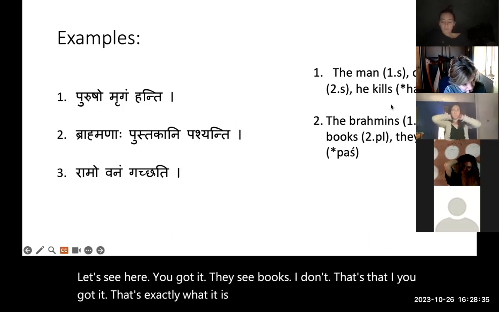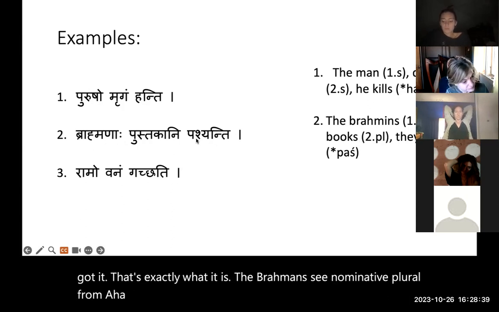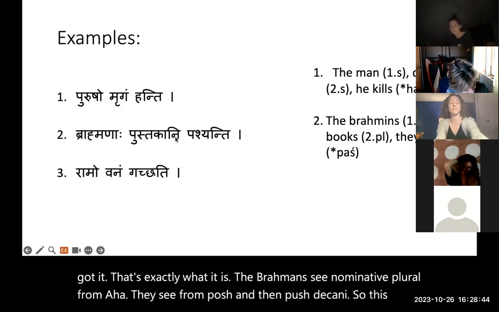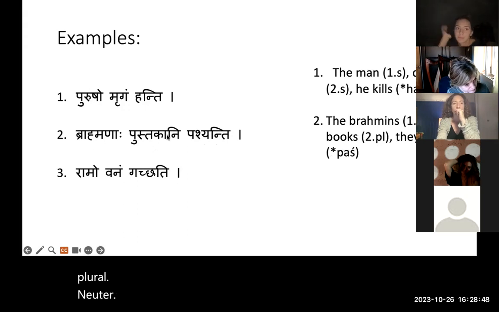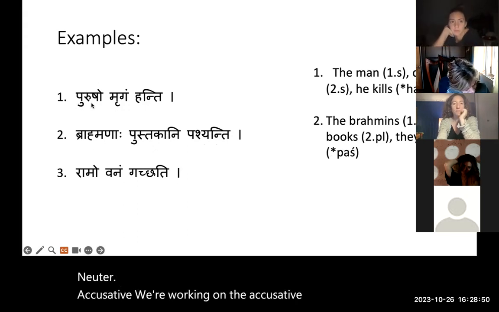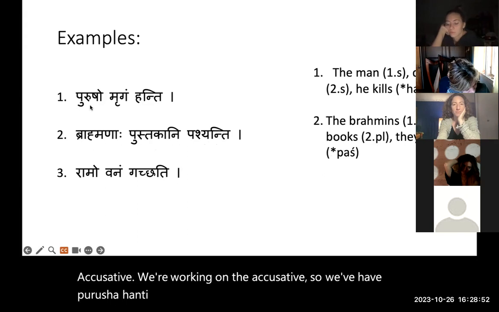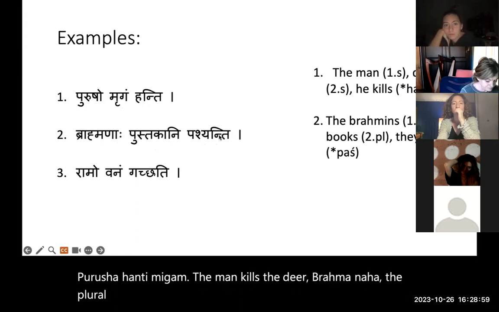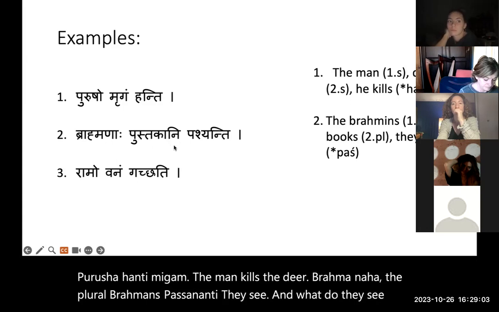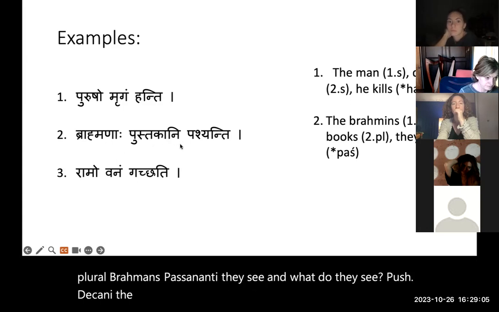The Brahmins see, nominative plural from Brahmanaha. They see from push, and then pustakani. So this is plural, neuter, accusative. We're working on the accusative. So we have purusha, hanti, mrigam. The man kills the deer. Brahmanaha, the plural Brahmins, pashanti, they see, and what do they see? Pustakani, the plural accusative books.